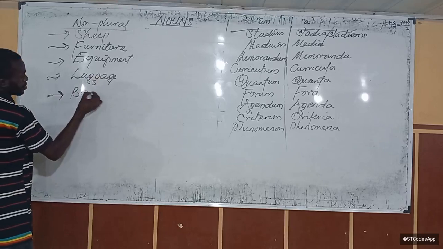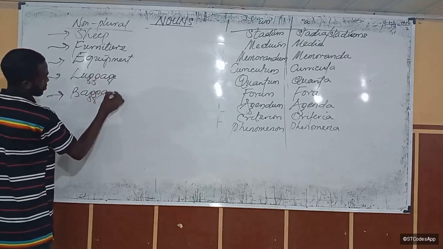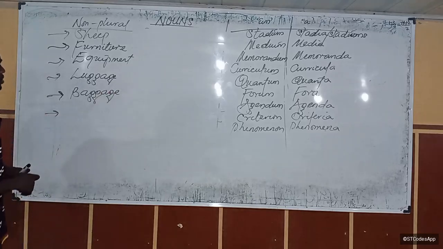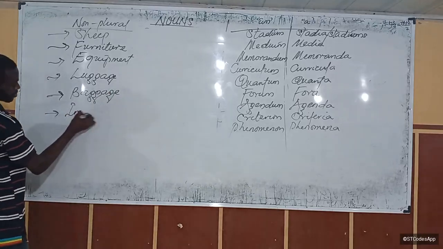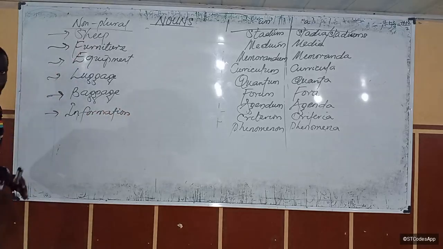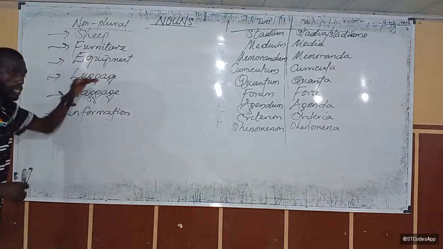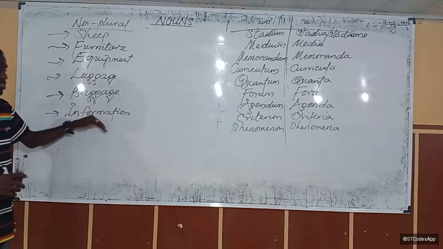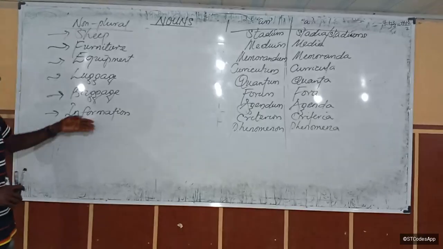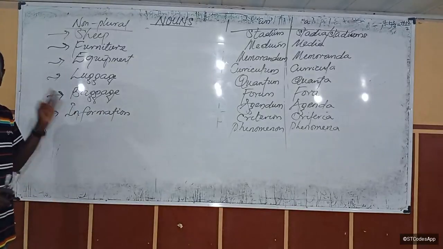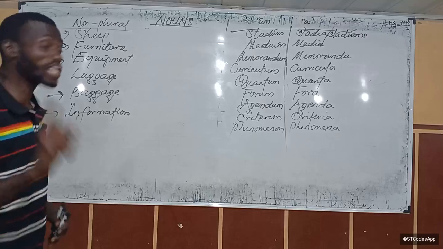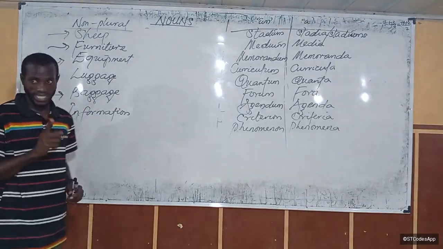Baggage does not take plural. Which one again? Luggage, baggage. Information does not take plural. So sheep does not take plural. Furniture does not take plural. Equipment, luggage, baggage, information, and notice the way I'm pronouncing them. Luggage, baggage, information does not take plural form. Is that okay? All right. So now the only condition for them to be pluralized is this.